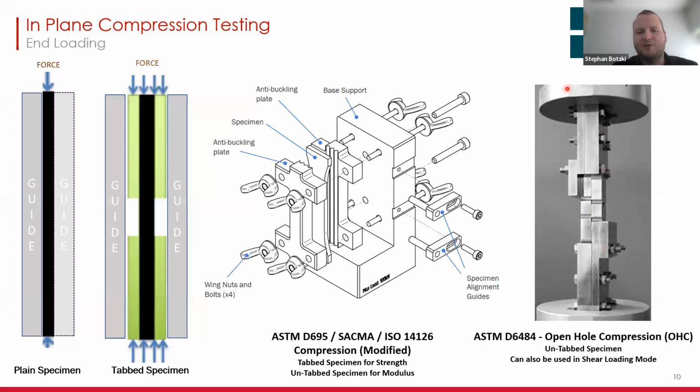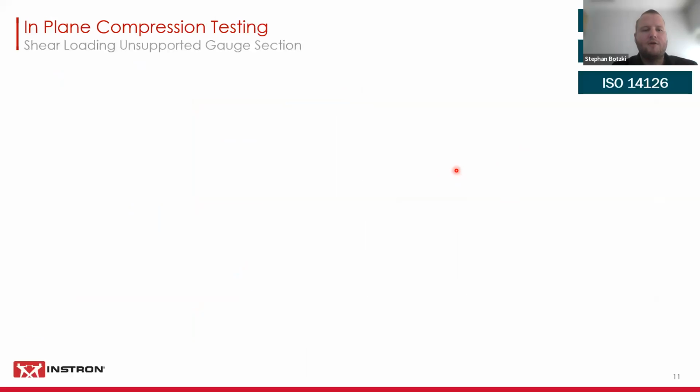So this fixture here, you can see you have the fixture, and then you have matching plates here for the fixture to give it nice support. And then you're going to come down with compression platens. So you're going to end load your fixture itself, and then also the fixture is going to transfer those forces onto the specimen on the very ends, and it's going to be supported here for most part of the specimen. So these are examples for end loading compression testing.